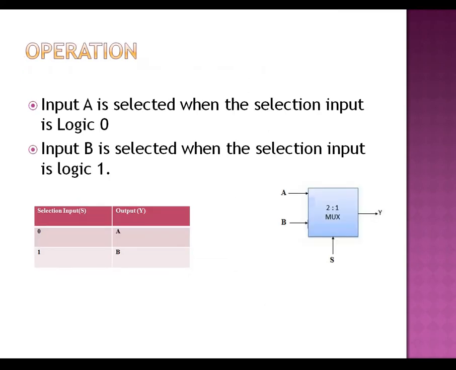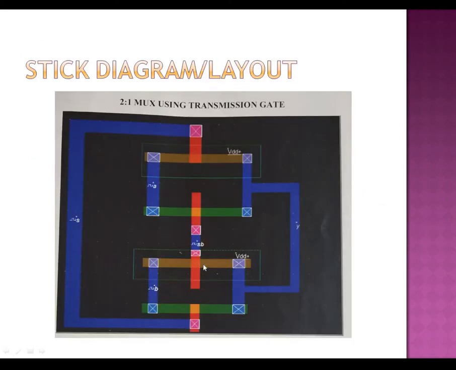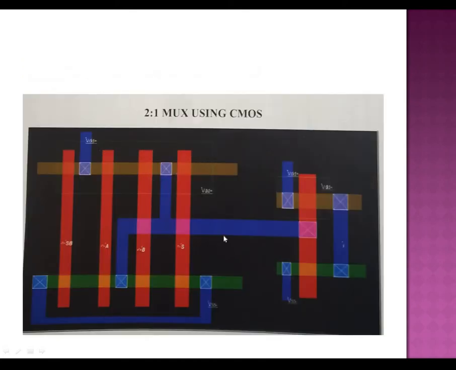So the logic is quite simple. When the selection input is 0, the output will follow A, and when the selection is 1, the output will follow B. So this is the layout for the 2:1 mux using the transmission gates. See, a transmission gate is made up of again both P channel as well as N channel MOSFET, but it acts as a switch. There is no supply to it. And this is the layout diagram for the 2:1 mux using CMOS.